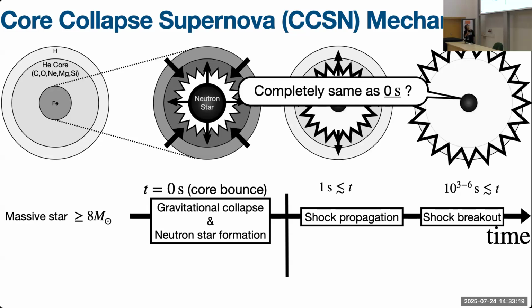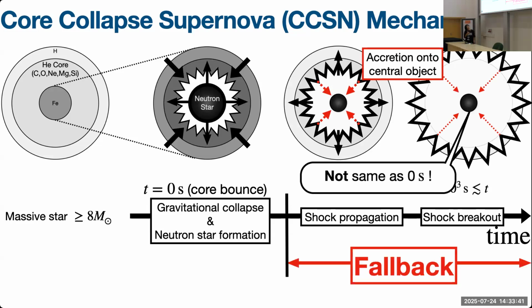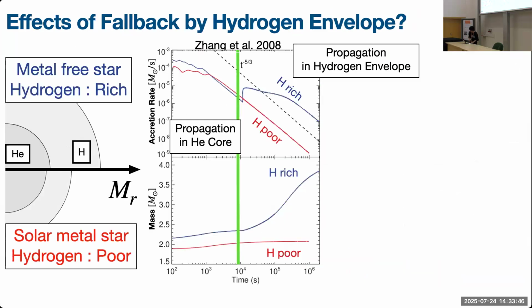So here is one question. How much is the compact object mass? Is it completely the same as at core bounce? The answer is no, because there is mass accretion onto the central object from the shock propagation phase to the shock breakout phase. This accretion is called fallback. Next, I will talk about the effect of fallback caused by the hydrogen envelope.